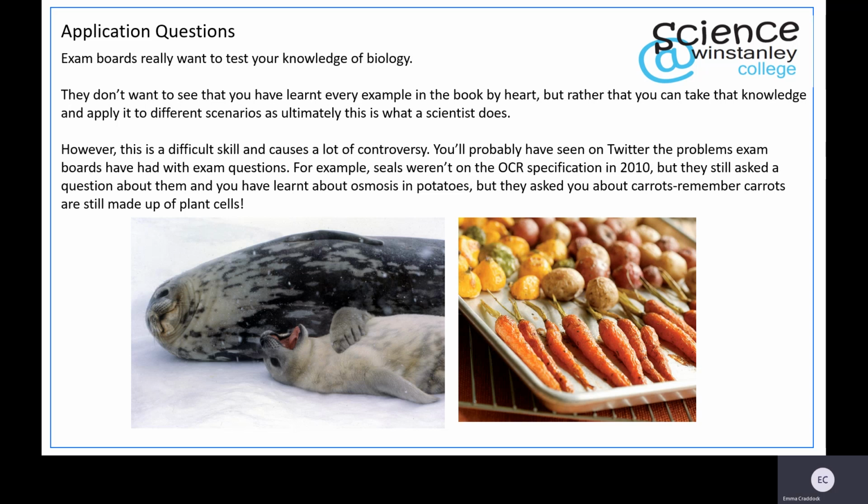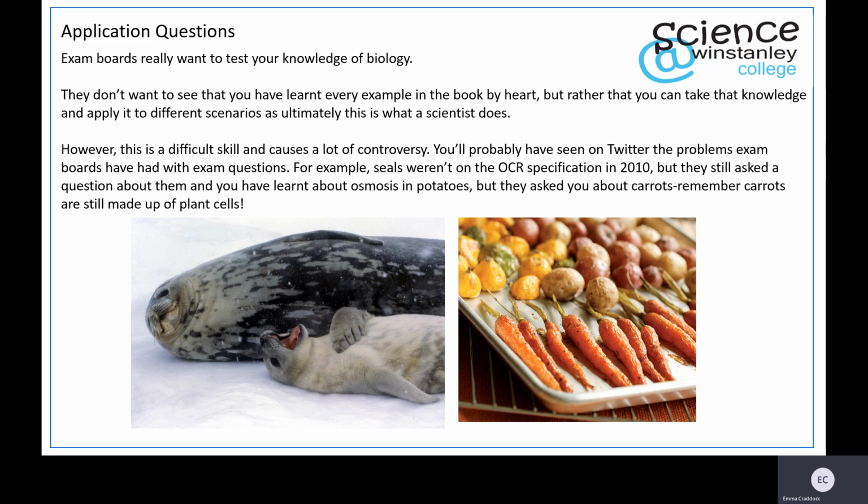So, application questions. Why do exam boards make you not only learn a load of information, but to apply that information too? It's because they don't want to know that you've learned every example in the book by heart. They want you to take that knowledge and apply it to different scenarios, as ultimately, in any scientific career, this is what you will be doing.